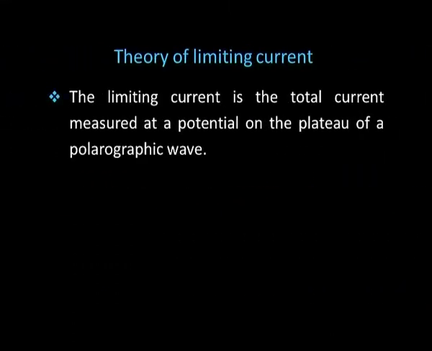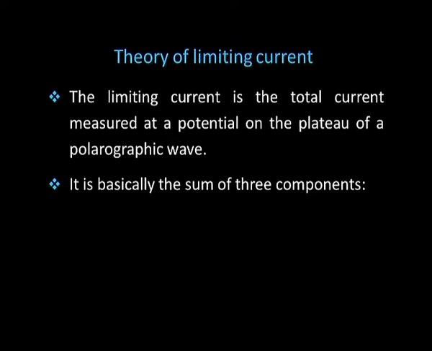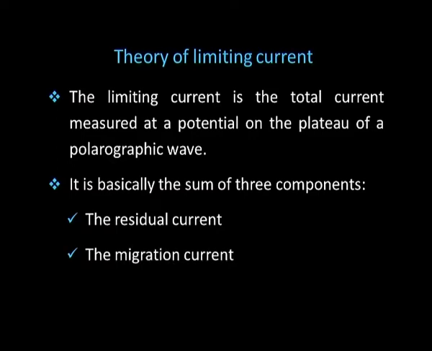The limiting current is the total current measured at a potential on the plateau of a polarographic wave. Plateau means when the current becomes almost constant, or the reduction occurs at the maximum concentration of the ions which are reaching the surface of the mercury drop. It is basically the sum of three components: the residual current, the migration current, and the diffusion current.